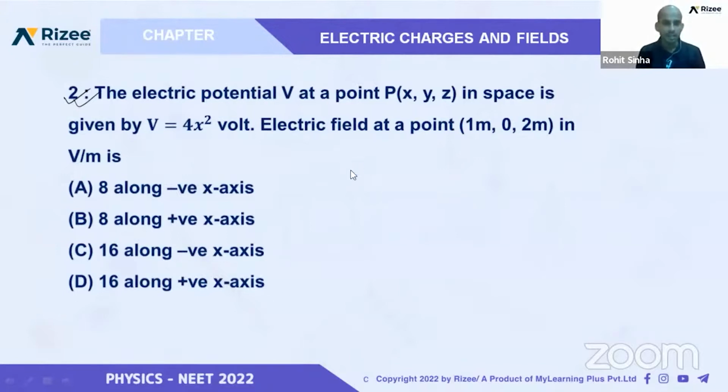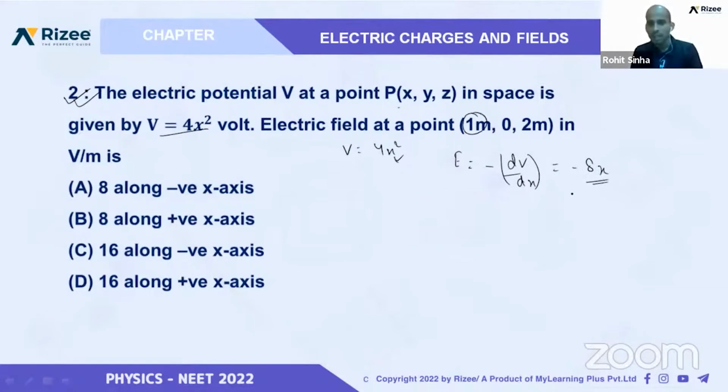Okay, option A. Okay, good. It is telling that the electric potential at a point (x, y, z) is given as V = 4x squared. To find the electric field, E is equal to minus dV by dx, and you get minus 8x. You put the value of x as 1 meter, and you get minus 8. Good. The answer will be A only.